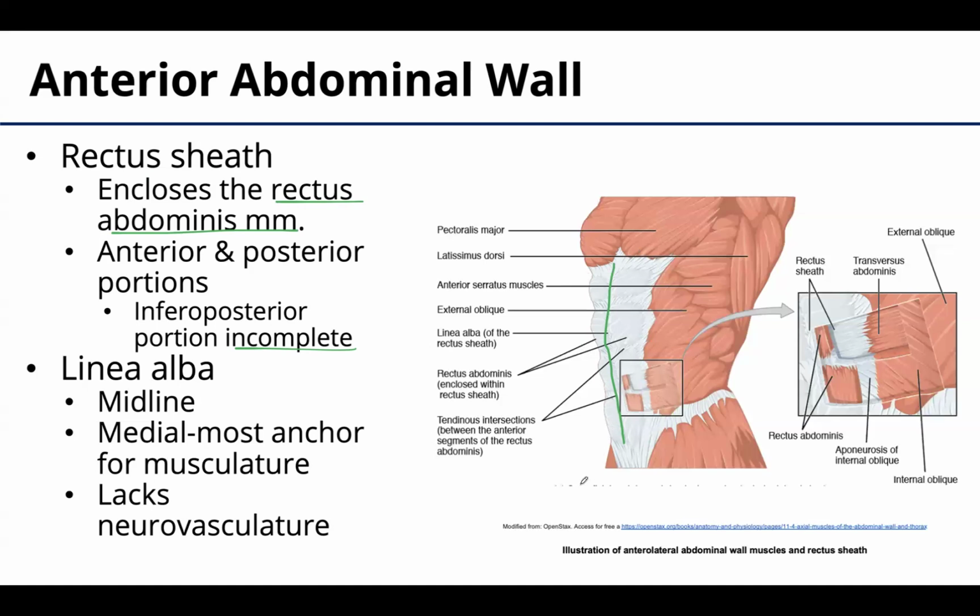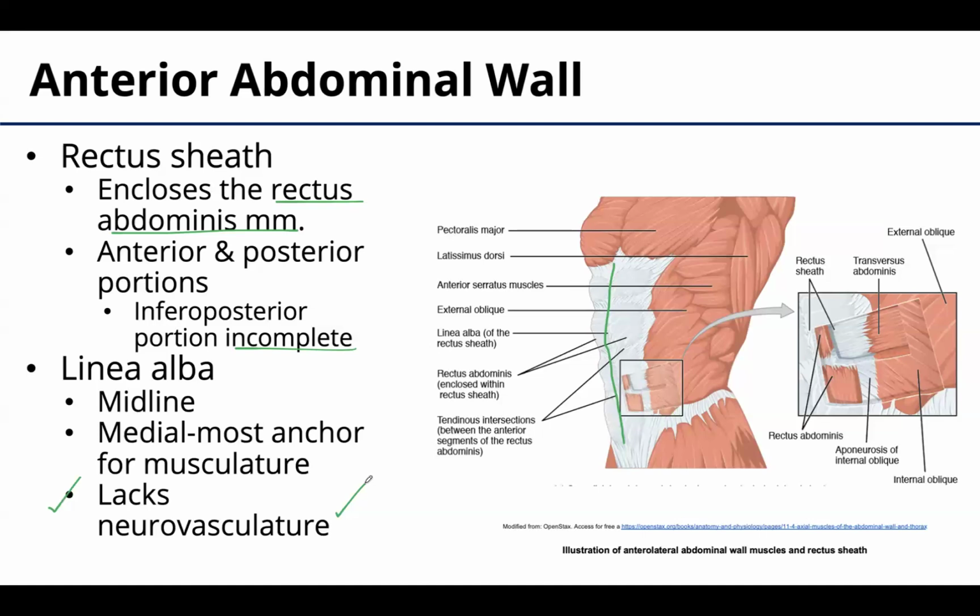Now, this region is important for two major reasons. As discussed, this is the medial-most anchor for musculature in this region. Super important. So that's important in terms of stability and structure of the abdominal wall. But also importantly, the linea alba is going to lack neurovasculature. So if you take a moment and think, would it be good to make an incision through the linea alba? Well, your first thought might be, yes, it avoids that neurovasculature. That's a good thing. We know we want to stop that. We don't want to do that.